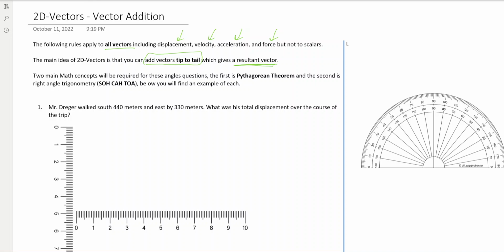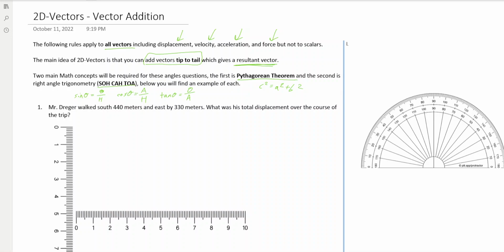Two main math concepts that we'll be using for these angled questions are the Pythagorean Theorem, which is c squared equals a squared plus b squared, and the second is right angle trigonometry, SOHCAHTOA, which is basically all the different functions like this. So sine of the angle equals opposite over hypotenuse. Cos of the angle equals adjacent over hypotenuse. SOHCAHTOA is just a way to remember these. Tan of the angle equals opposite over adjacent. So those three, and then any rearranged version of those. And we often use tan in real life situations and when we're adding vectors tip to tail.